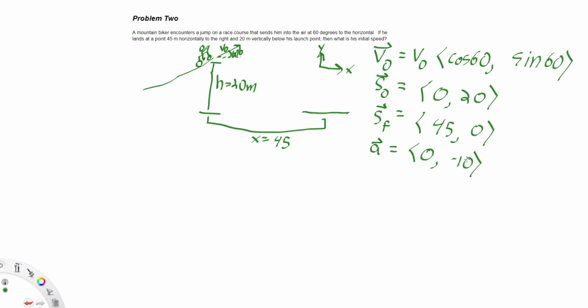So we want to know something about initial velocity. We've got initial position, final position, acceleration. So if we take a look at our tools, that's going to look like our workhorse kinematic 2. So we're going to go ahead and write that down. Our final position is equal to our initial position plus a displacement due to our initial velocity plus a displacement due to our acceleration.